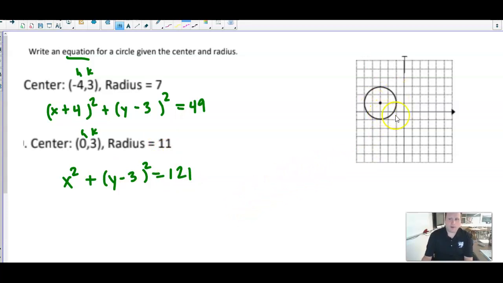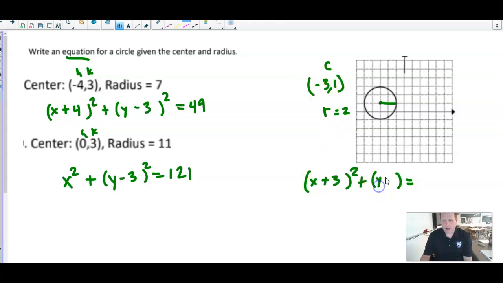And then I can also do it from a graph. If I look at a graph, it's pretty easy. I just have to identify where my center and my radius are. My center is at 1, 2, 3, 1, so this center is at (-3, 1). And it looks like my radius from here to here is 2 units. So now I can go ahead and write my equation. This would be (x plus 3) because I'm going to change that sign, and then (y minus 1). Don't forget your squares there. And then this is radius squared, so this will be 4, because 2 squared is 4.